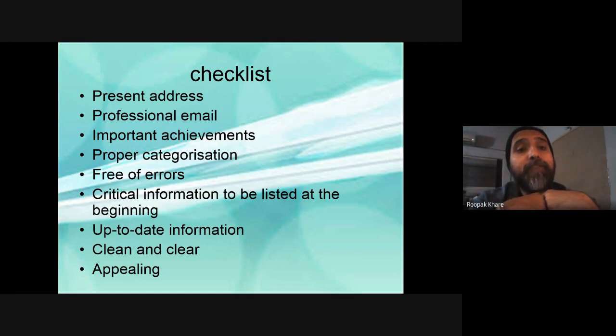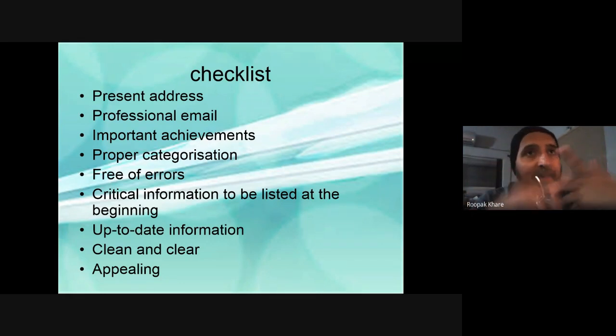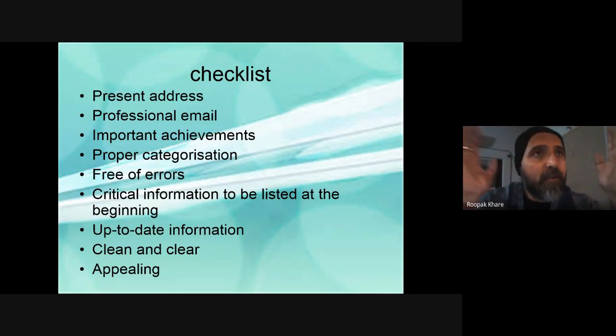Then it should be free from errors. Any kind of errors, whether spelling mistakes or grammatical mistakes or typing errors, should not be a part of it. We should check it and recheck it two, three times so that no error remains untouched or left there.